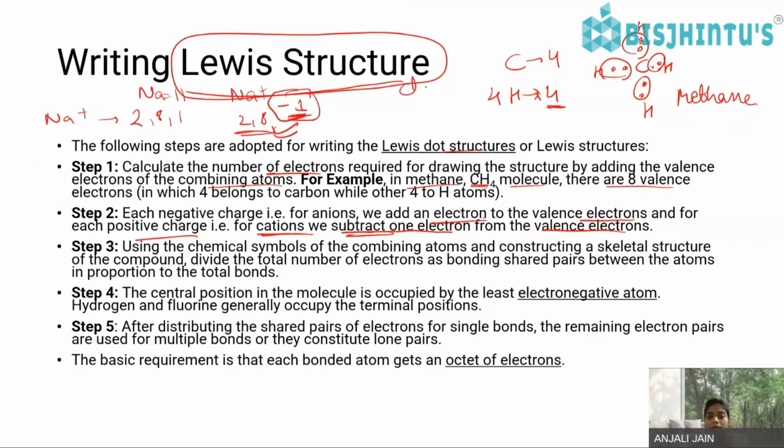In case of Cl and Cl negative, Cl has 2, 8, 7. But in Cl negative, I will add 1, so it will be 2, 8, 8. In case of negative, I have to add 1. In case of positive, I have to subtract 1.